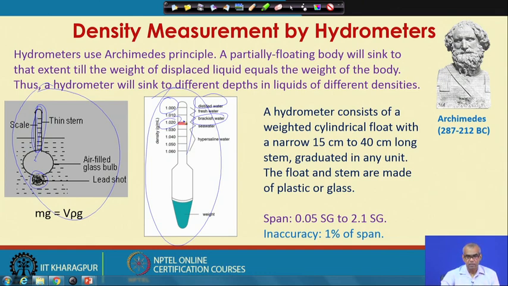So, basically a hydrometer consists of a weighted cylindrical float with a narrow 15 centimeter to 14 centimeter long stem graduated in any unit. The float and stem are made of plastics or glass. So, from the scale that is there on the stem of the hydrometer, you can measure the density of the liquid.